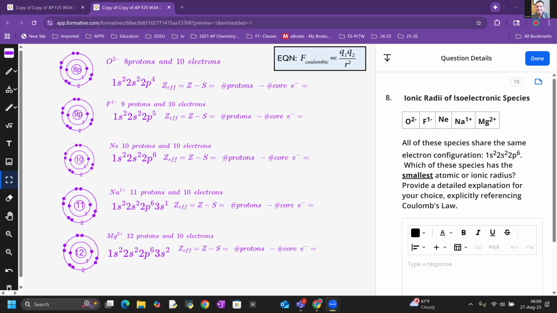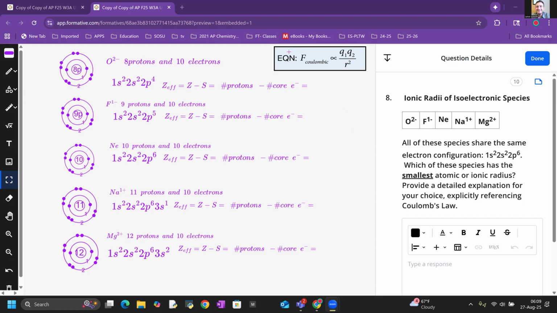Welcome to AP Chemistry. We're looking at AP F25 Week 3A. What we're looking at in particular is in Unit 1.5. And here we want to apply Coulomb's law to determine the relative sizes of isoelectronic species.